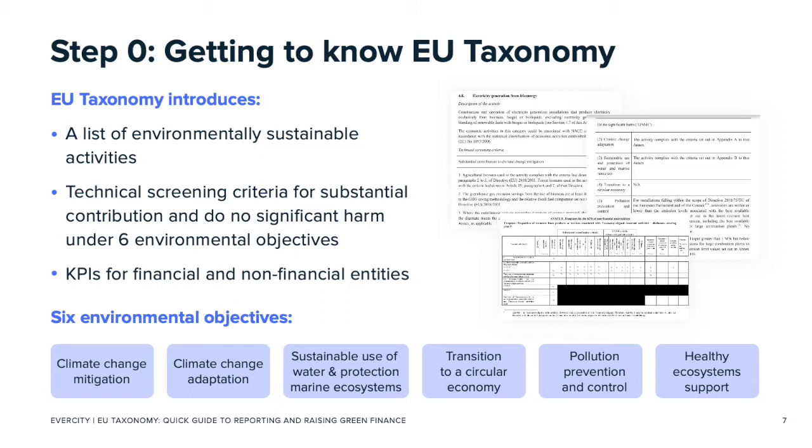But also transport and buildings and many other activities, but it doesn't cover the whole set of potential economic activities. Then it introduces technical screening criteria. Activities can be screened according to different environmental objectives. There is a concept of environmental objective. It's like an overall goal, which is a priority for the European Union. There are currently 6 environmental objectives: mitigation, adaptation, water, transition to circular economy, pollution prevention, and ecosystems.